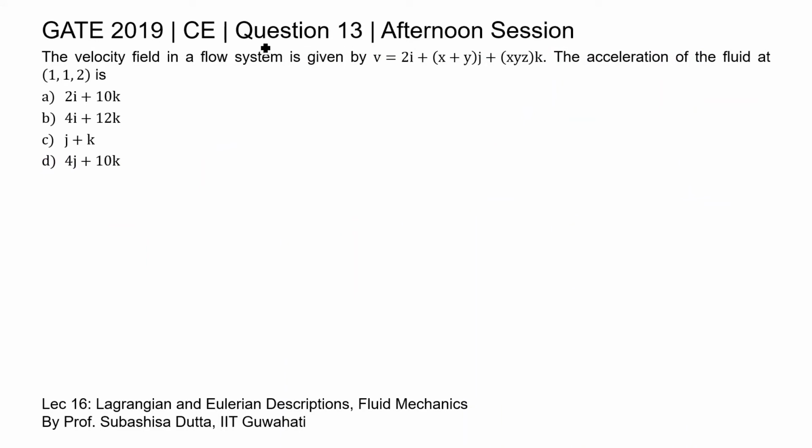This is question 13 of the civil engineering paper of GATE 2019 afternoon session. The velocity field in a flow system is given by V = 2i + (x + y)j + xyz k. The acceleration of the fluid at (1, 1, 2) is. So, in this question, the velocity field is given. We need to find the acceleration of the fluid at position x = 1, y = 1 and z = 2.